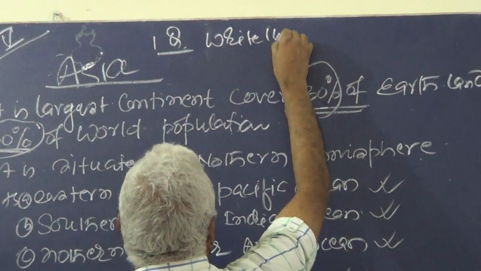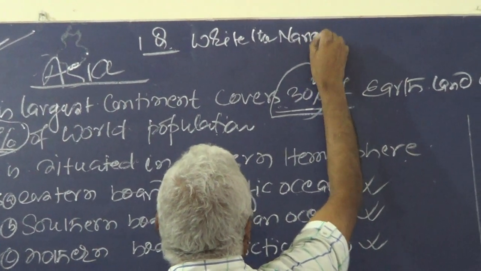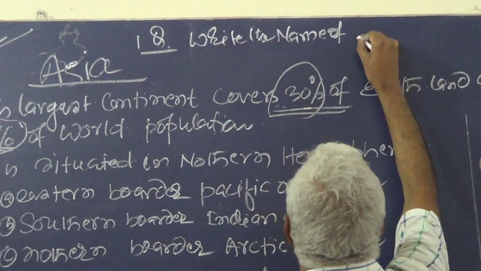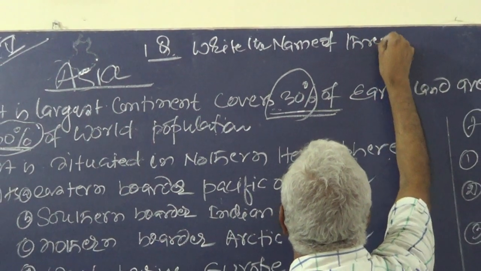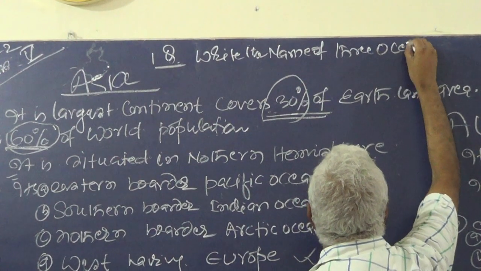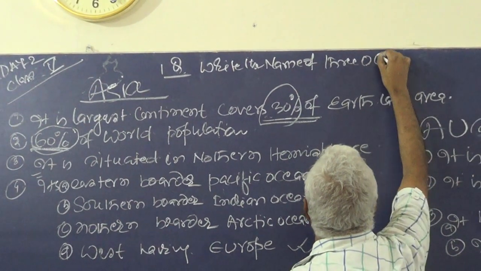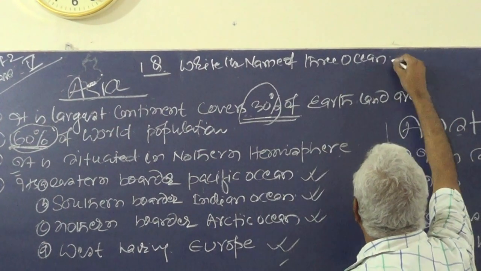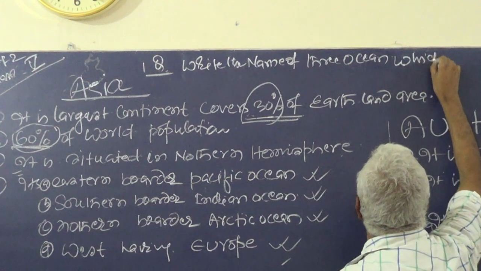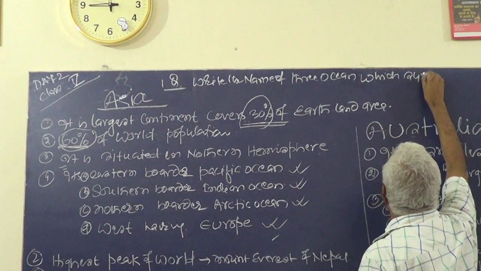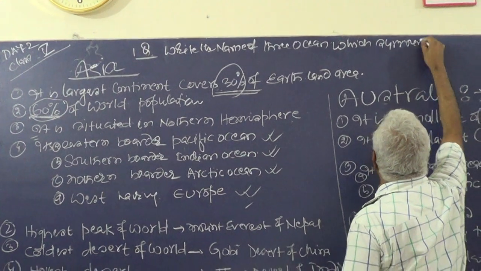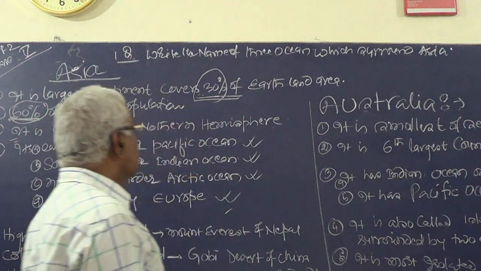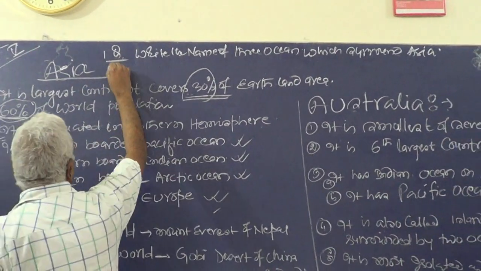write the name of three oceans which surround Asia. Which surround Asia? Question number two.